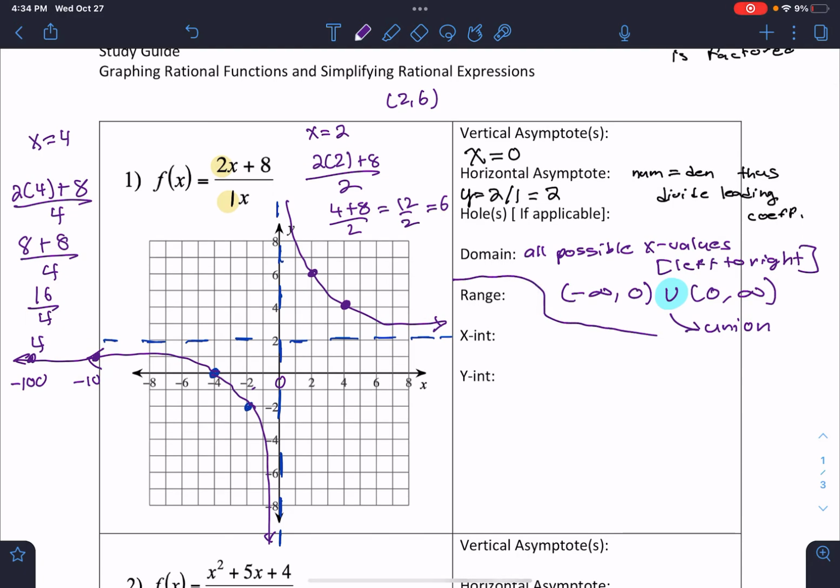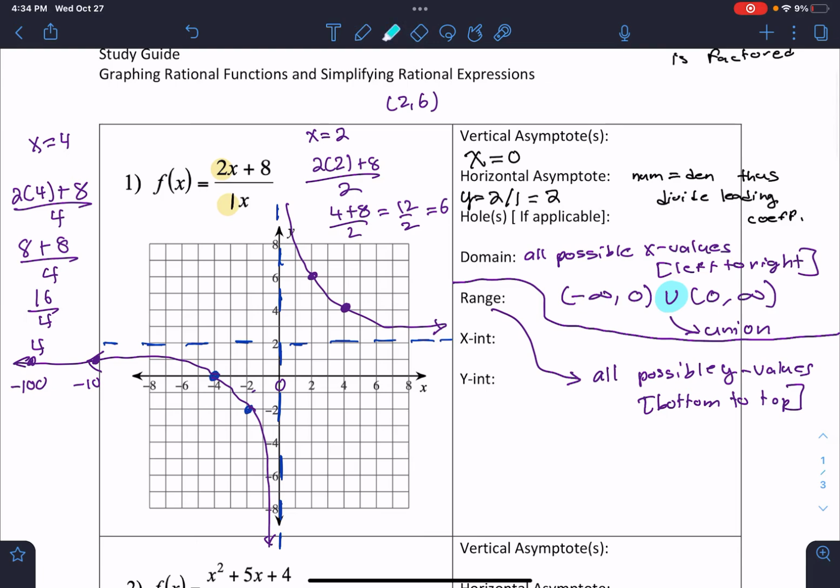And I know that looks a little confusing because that looks like where the range is. But next we're going to do our range, which is all possible Y values, bottom to top. So as I'm looking at my Y, good, good, good. Do we see that we touch it at some point until we get to 2? At 2 is the first time that our graph doesn't have a Y value of 2. So our range is going to be from -infinity to 2, to infinity.